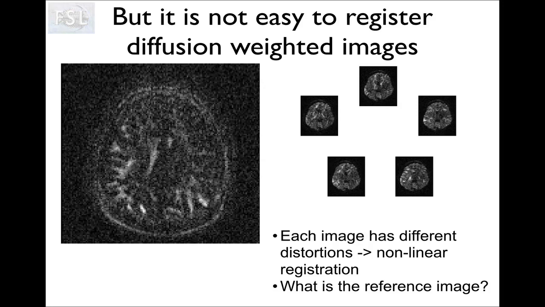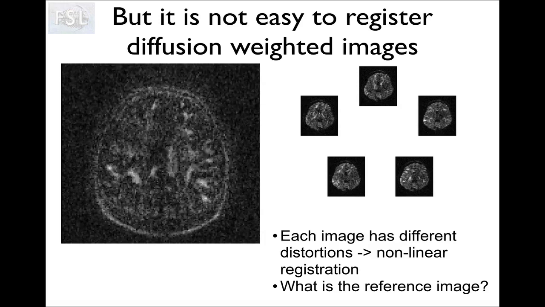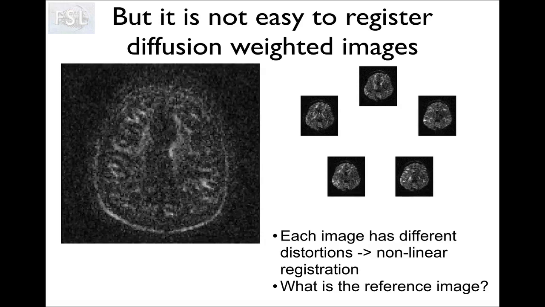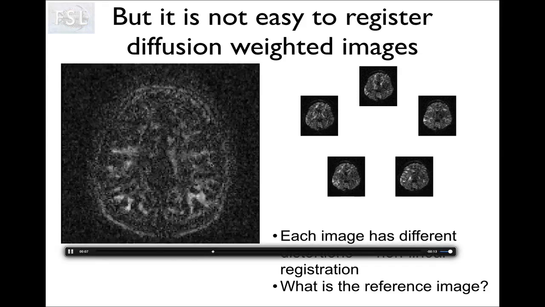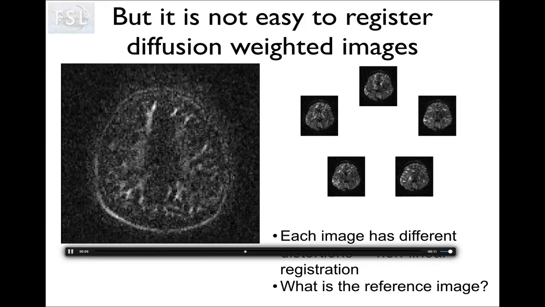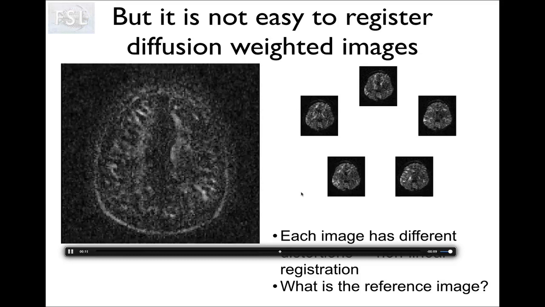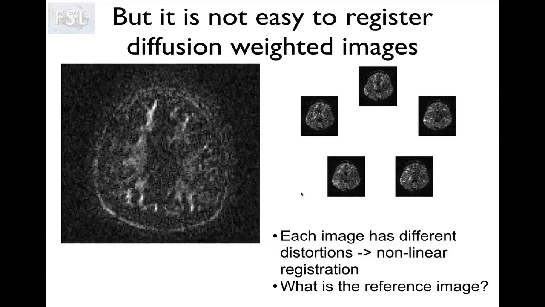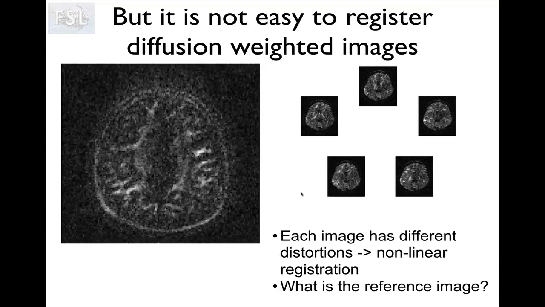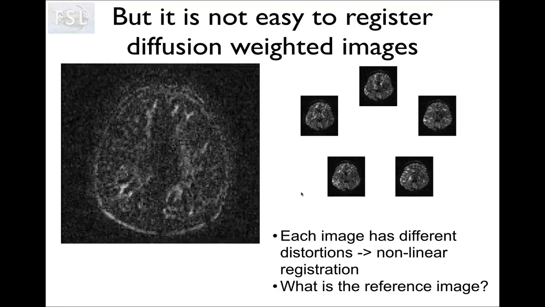Now, the problem with diffusion-weighted images is that they're not easy to register. And the reason they're not easy to register is that they don't look the same. If you look at this image here, you can see that the different images look very, very different. So how do we find a cost function such that when they are aligned, we can maximize that?